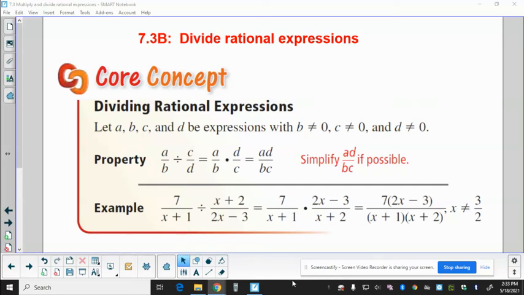Today's topic, lesson 7.3b, second part of this section, dividing rational expressions. The main focus here is that you have to understand that division is defined in terms of multiplication. If you look at that first property, you can see that if you are going to divide fractions, then what you do is you multiply the fractions after you take the reciprocal of the second fraction. So let's go ahead and practice this a little bit.